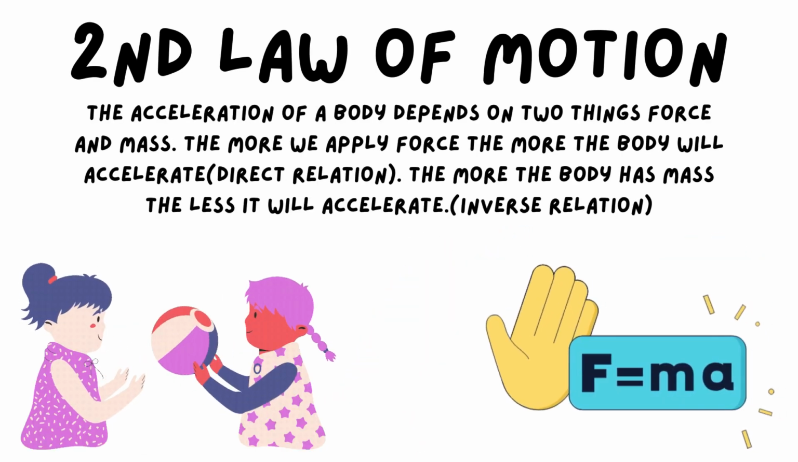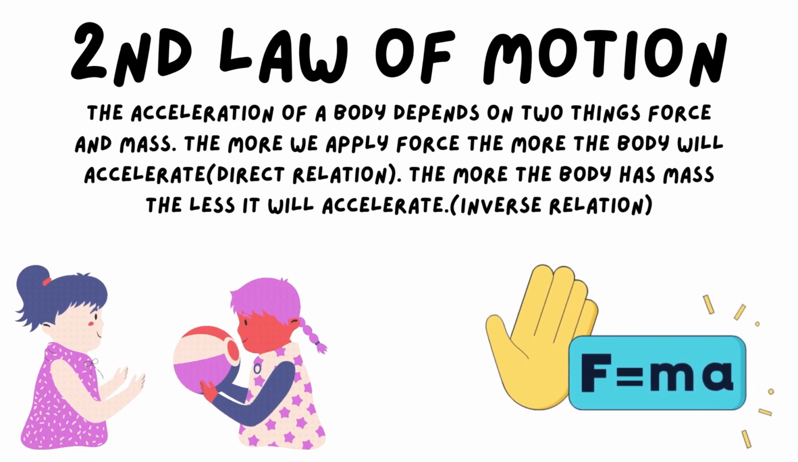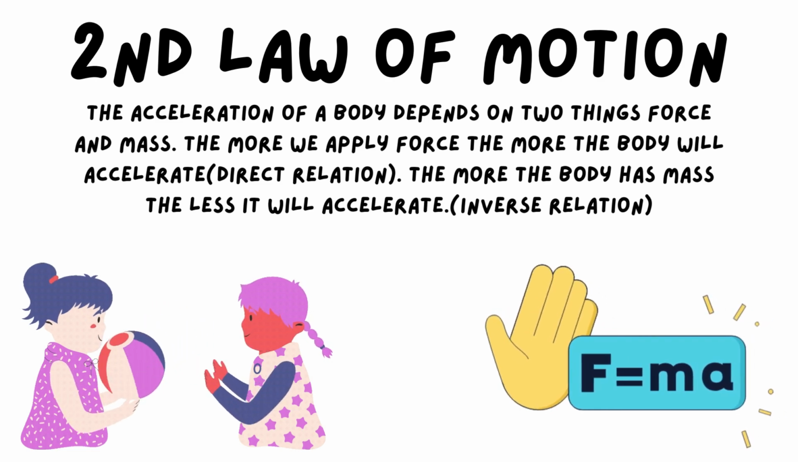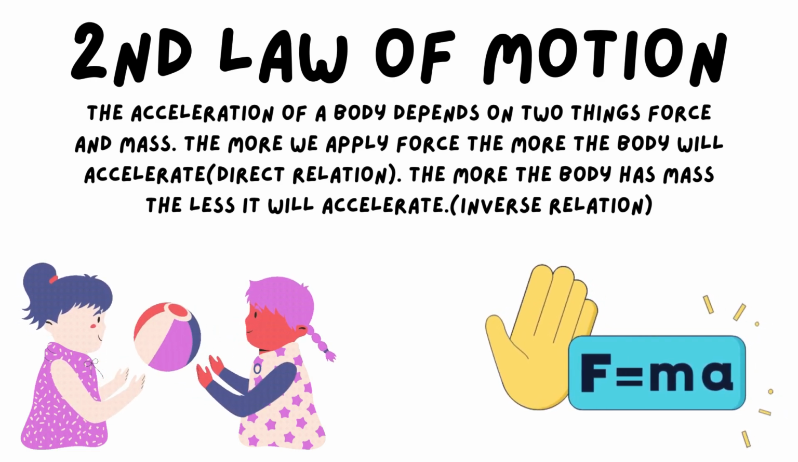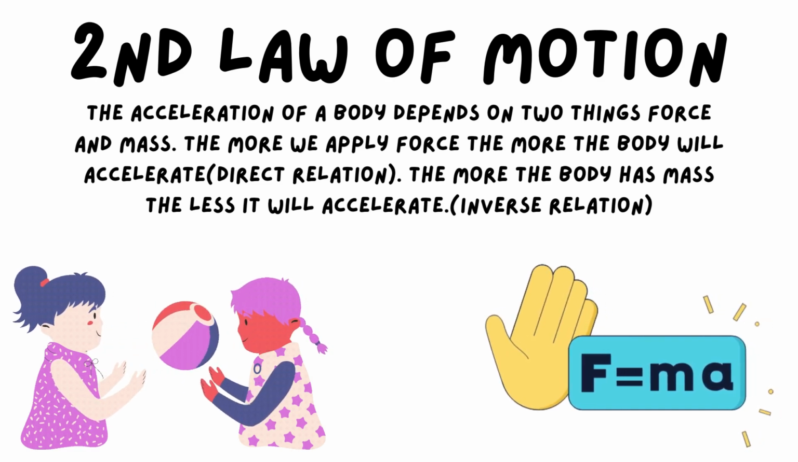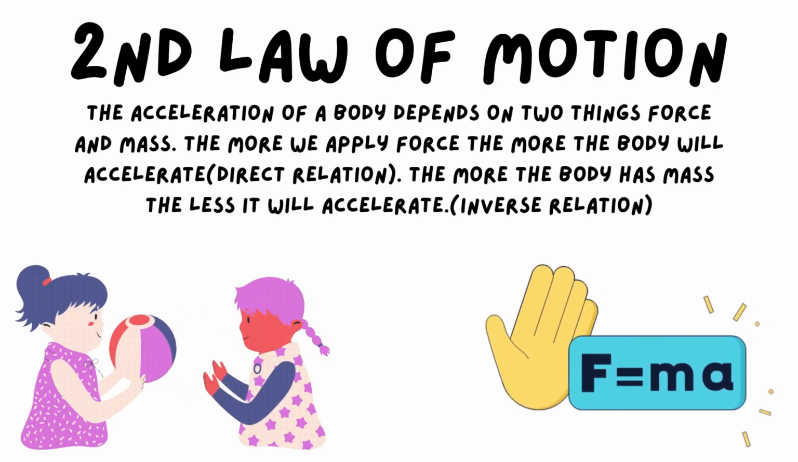Second law of motion. The acceleration of a body depends on two things, force and mass. The more we apply force, the more the body will accelerate. Direct relation. The more mass the body has, the less it will accelerate. Inverse relation.